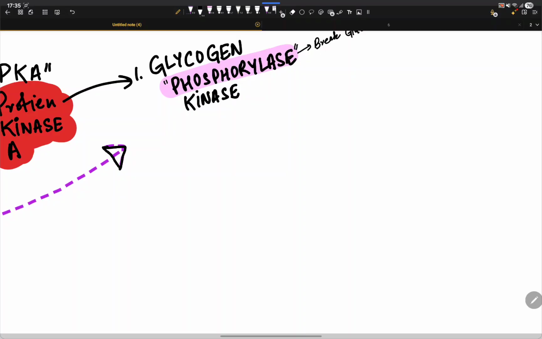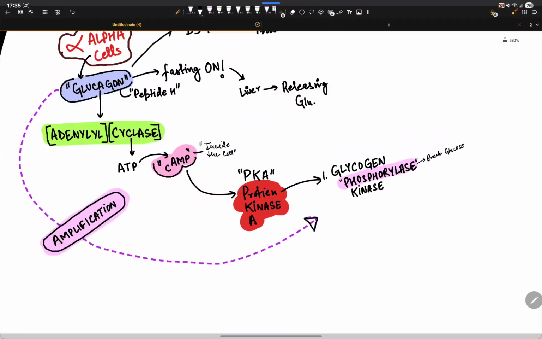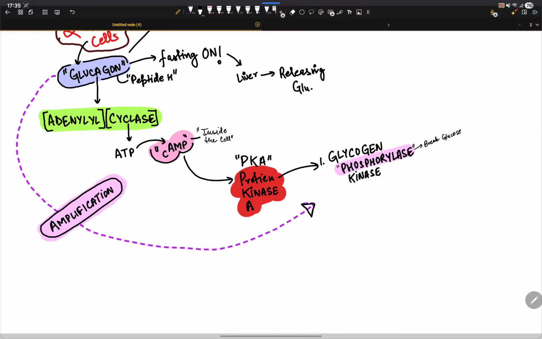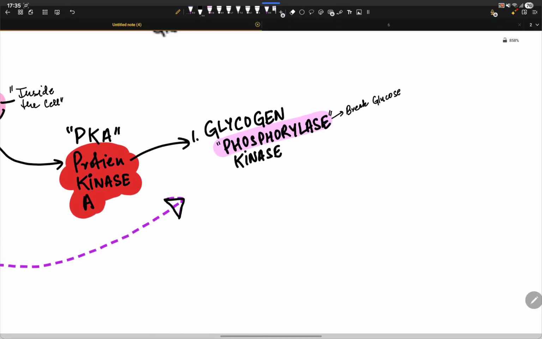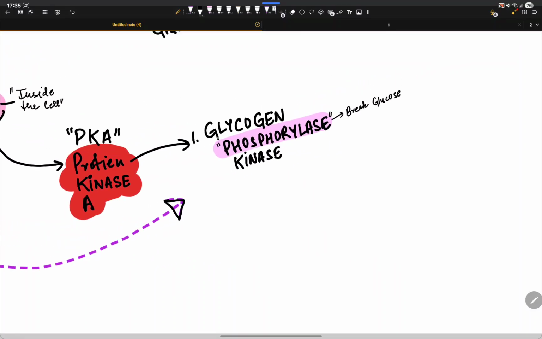Now, there's this hierarchy, right? Glucagon talks to adenyl cyclase. Then cyclase produces this conversion of ATP into cyclic AMP. Then this cyclic AMP talks to protein kinase A. Protein kinase A phosphorylates, puts the phosphate on this enzyme called glycogen phosphorylase kinase. This is what is happening. And this last enzyme, glycogen phosphorylase kinase, is the enzyme that is responsible for the breaking down of your glycogens. That's how glycogen breakdown works. So each enzyme activates the next.